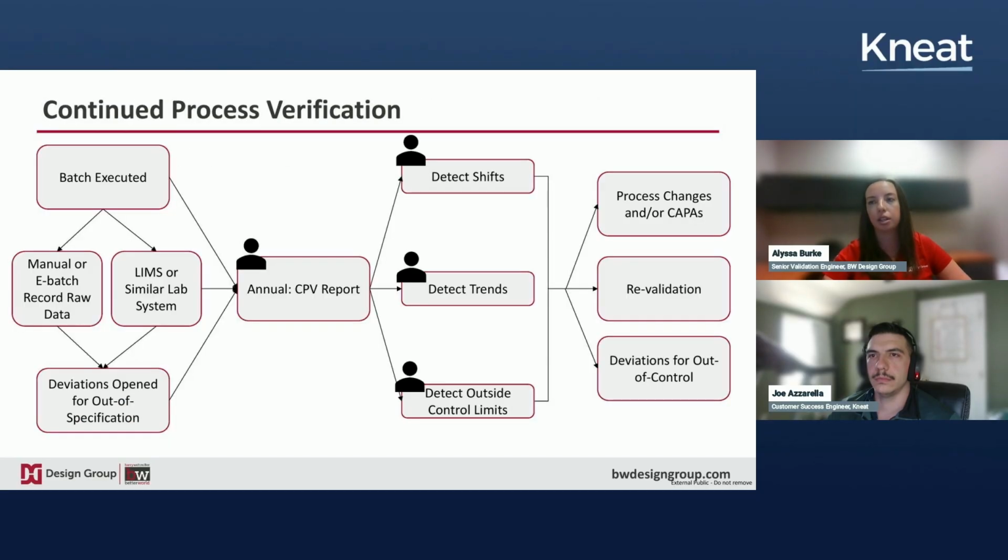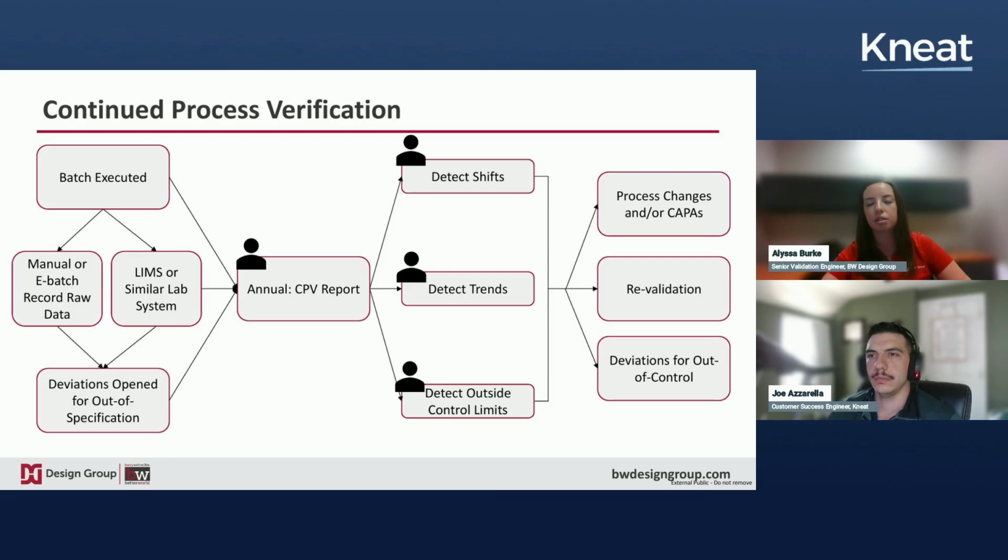Skipping ahead to stage 3, implementation of effective continued process verification programs is still somewhat limited in the industry. So this is once we've completed our process performance qualification, we are now trying to make sure we stay in a state of control in order to ensure we avoid drift and we're optimizing our process to deliver quality product.